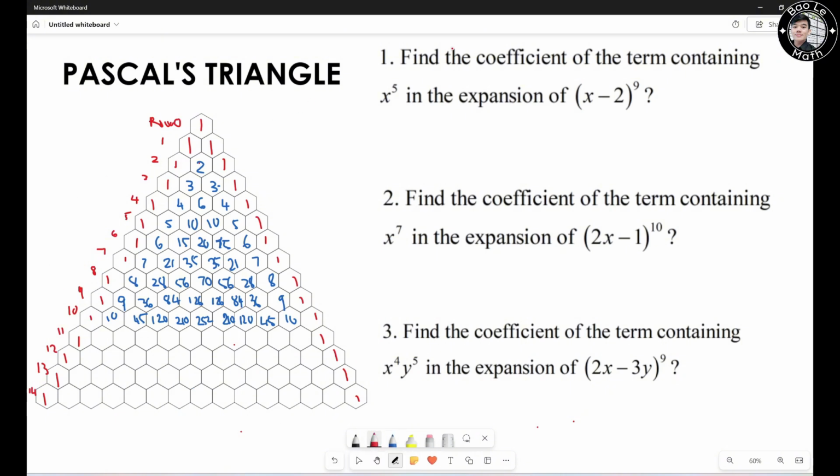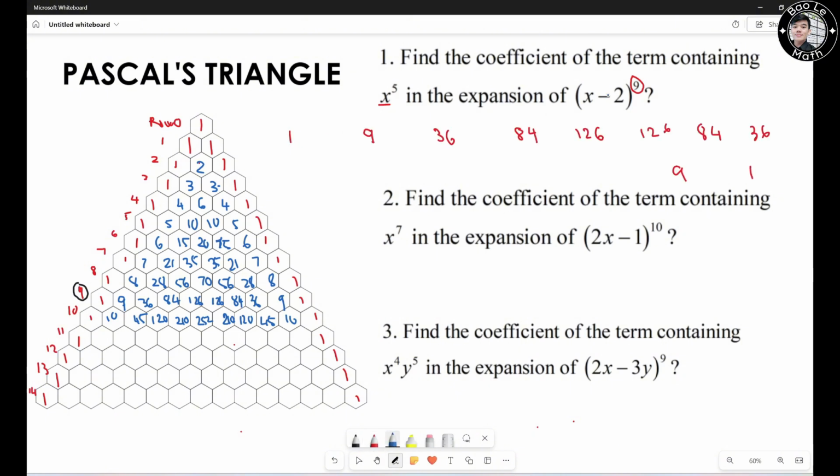Now, let's go to the first one right here. Find the coefficient of the term containing s power of 5 in the expansion of (s minus 2) power of 9. So we're going to use row number 9 right here. Alright, so we're going to write the coefficients. It's going to be 1, 9, 36, 84.